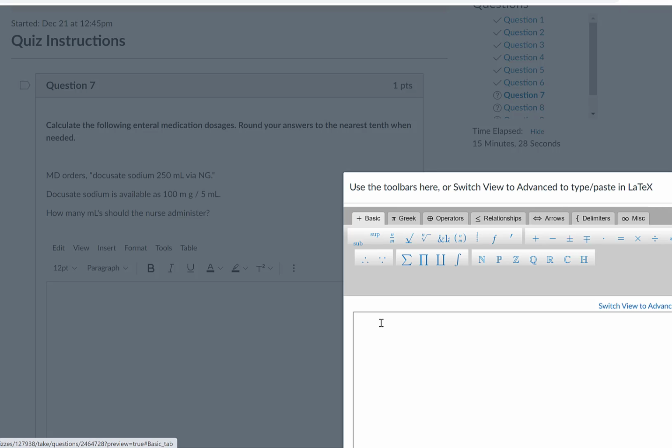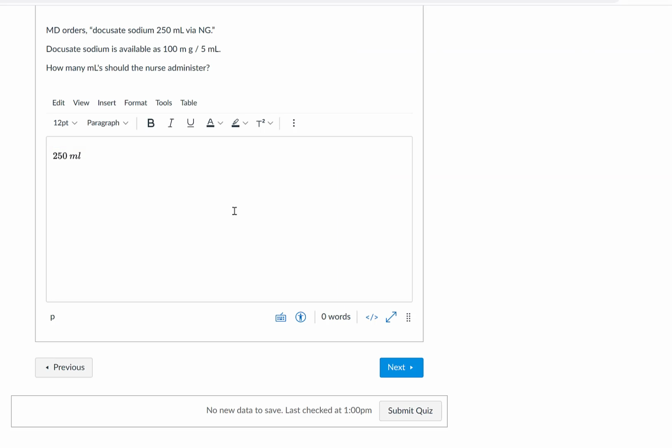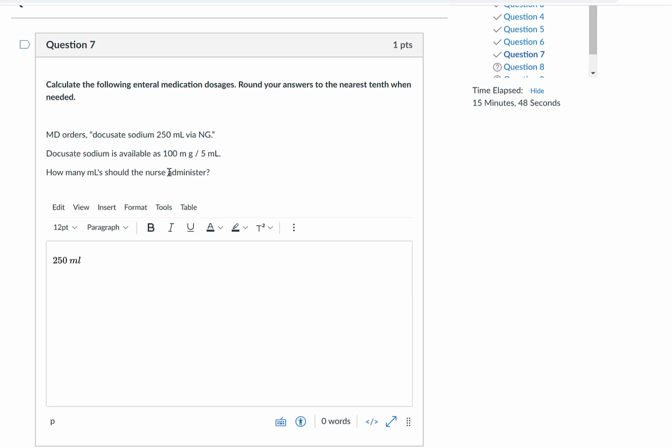You can either do your equation and just put it here as 250 mLs, and enter it like that. Or you could just X out and type in the 250 mLs. This is one to just read your question.